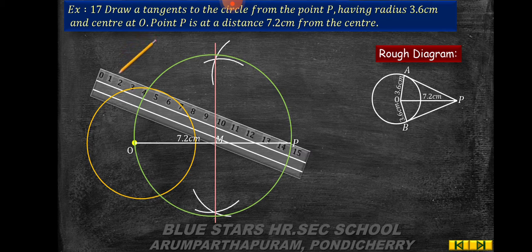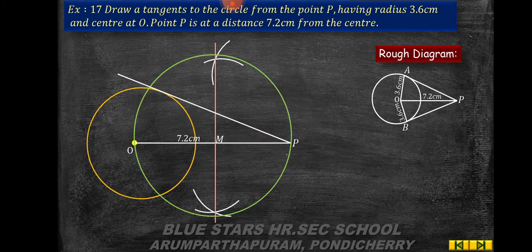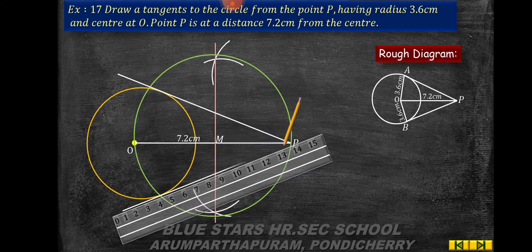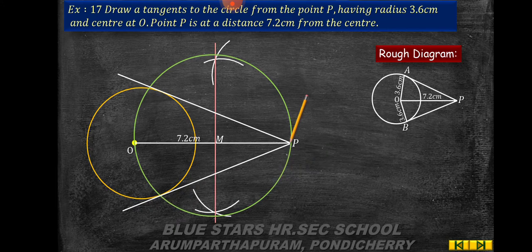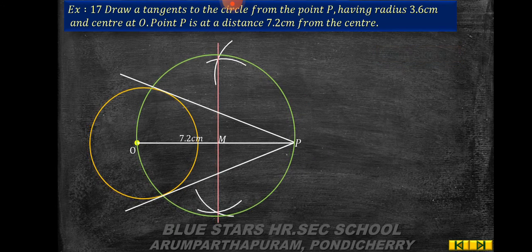So join that point to the point P. Similarly for the second point, you just join the intersection of the two circles to the point P. You get the two tangents, and name that point as A and B respectively. So then join OA and OB, which is the radius of the circle, 3.6 centimeter. Then you can see two right angle triangles, one which is right angled at A and another one which is right angled at B.